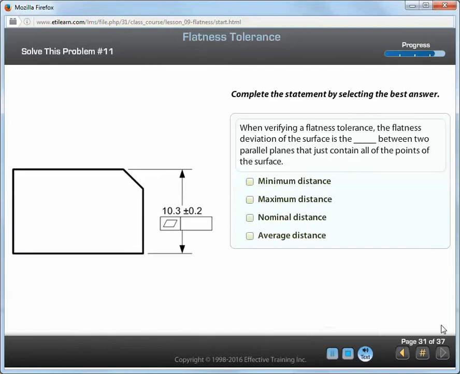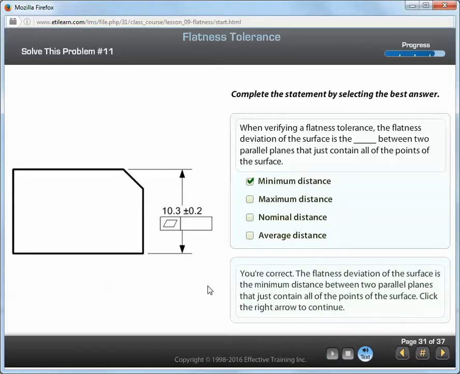When verifying a flatness tolerance, the flatness deviation of the surface is the blank between 2 parallel planes that just contain all of the points of the surface. You're correct. The flatness deviation of the surface is the minimum distance between 2 parallel planes that just contain all of the points of the surface. Click the right arrow to continue.